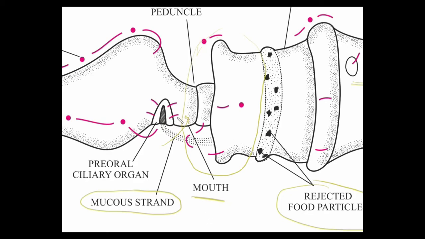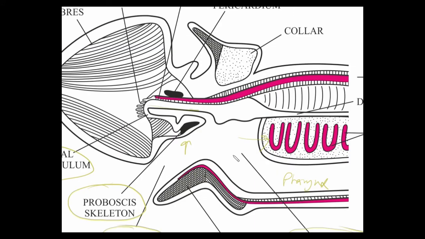The food enters into the mouth, goes to the buccal cavity, and then into the pharynx, and then it goes into the intestine through the esophagus, and digestion takes place in the intestine. The remaining undigested food particle is thrown out as castings, a pile of castings at the posterior opening of the burrow through the anus.